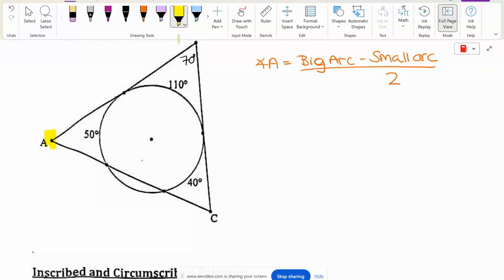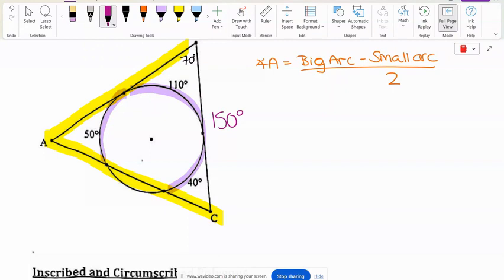So let's trace this angle. If we're looking at the two arcs that it intercepts, I'll highlight them in purple. The first arc is 50 degrees, but the second arc, do we all agree it's 110 all the way past 40, that whole arc? So this is 150 degrees for its bigger arc. So angle A is going to be 150 degrees minus 50 degrees divided by 2. So angle A will be 50 degrees.